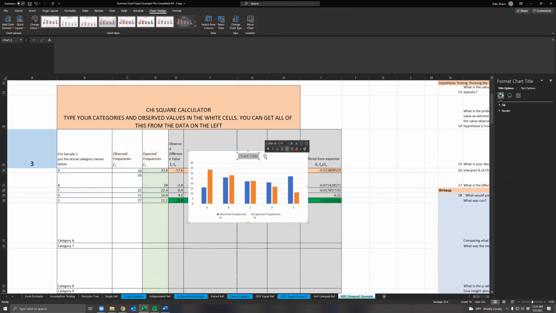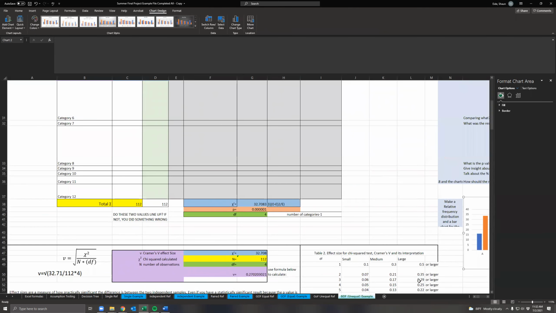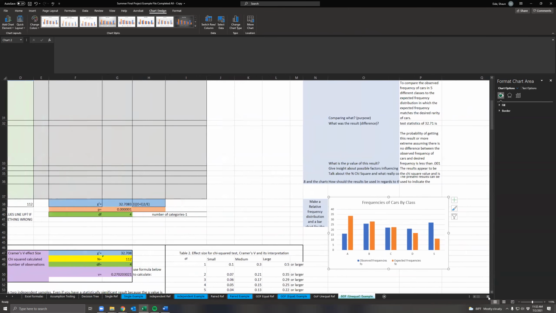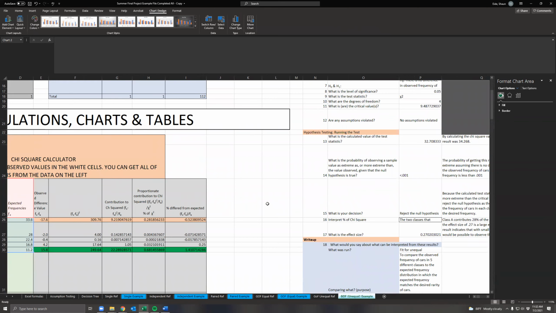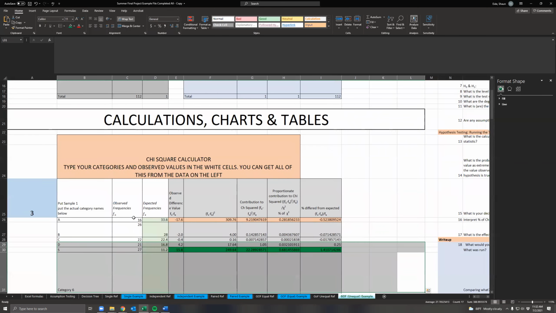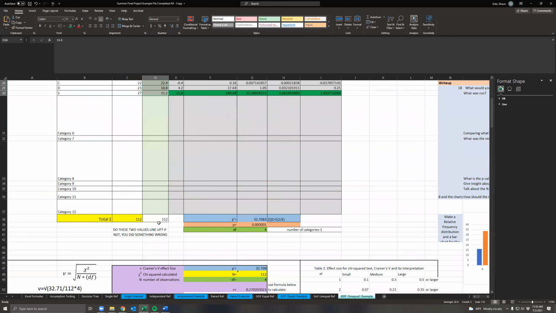And you can put frequencies of cars by class. When I say relative, I really meant a frequency distribution or a frequency chart. So we're going to bring this right down here and drop this right there. And that is how you put this together for the chi-squared goodness of fit for unequal proportions, where the observed frequencies are being compared to the expected frequencies, in which the expected frequencies are not equal.